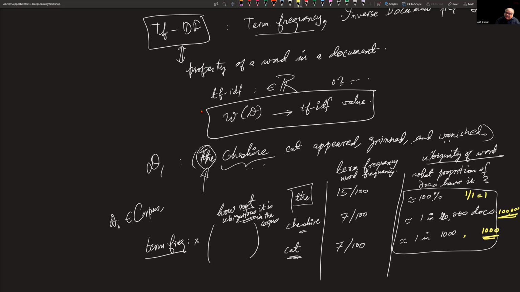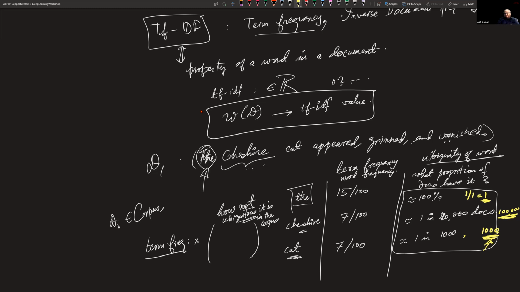So you're saying that the is very ubiquitous. On the other hand, Cheshire is not ubiquitous. In a way, if I may coin a word, the non-ubiquitousness of the word Cheshire is 100,000 times stronger than the non-ubiquitousness of the word the. Would you agree with that, guys? Does it resonate with common sense? Yes. And likewise, cat is a little bit more common, so maybe the non-ubiquitous strength of this is about 1,000.